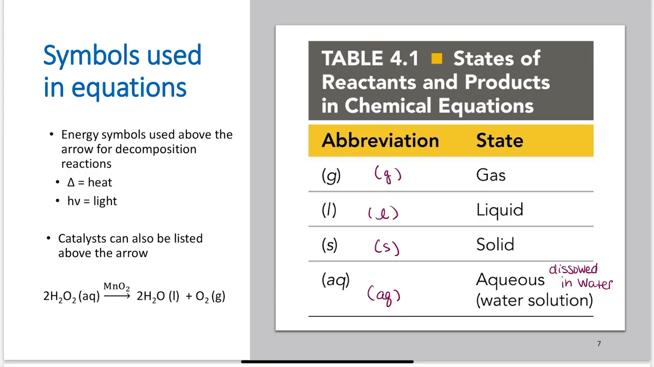Energy symbols can be used above the arrow, so sometimes you'll see a reaction where say you've got A plus B going to C, but you see a little triangle above. That means that the reaction has been heated. We don't always put that in, but sometimes it is emphasized that way. You may also see a little h nu. That stands for light. So UV light has been used to get the reaction to go. And then a catalyst can also be listed above the arrow. So sometimes you'll see something like manganese dioxide here, above the arrow. That means it is a catalyst in this reaction.